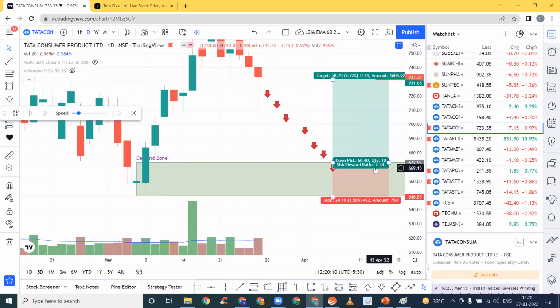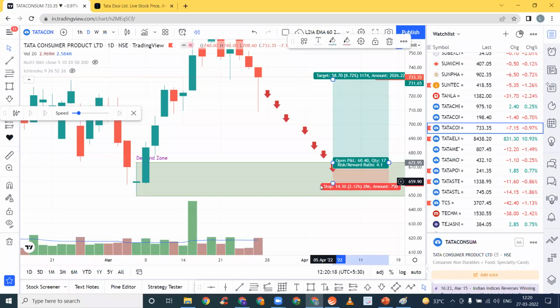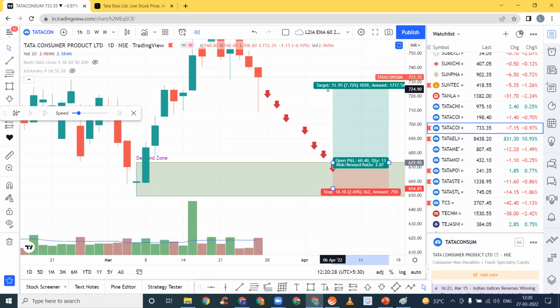And my reward ratio is 2.44. I find it less reward, so I reduce my stop loss. And now it is 4.1. I'll take it to about 3. Around 3, I will take it. I believe in taking 1:3. And I'll take it a little bit lower so that I get my target. So this becomes my buy position, enter.